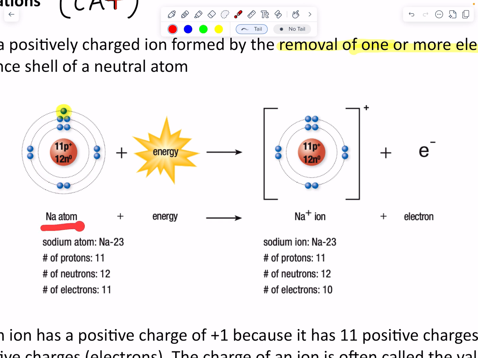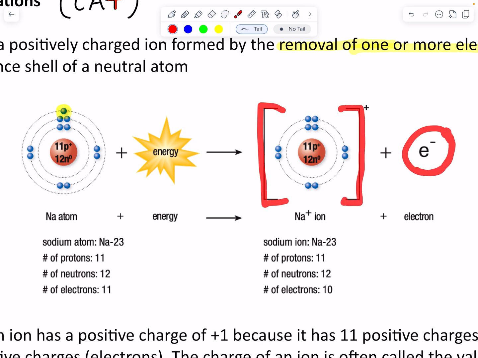So a sodium atom, with the help of energy, will lose 1 of its electrons and form a sodium ion. Since it lost 1 negative charge, its overall charge will now no longer be neutral. It will, in fact, be positive.